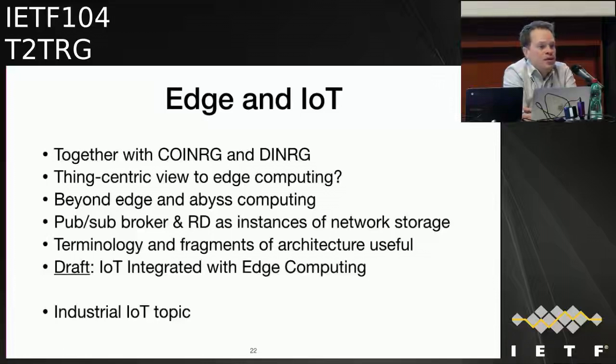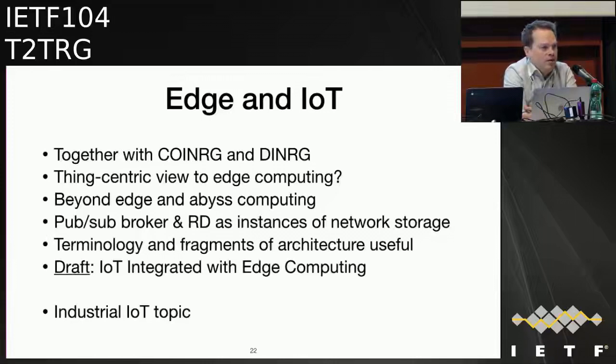But the question here was how we get the thing-centric view to edge computing. We also discussed this; some called it beyond edge, and even abyss computing was one term that was raised during the session. And also, what kinds of instances do we have today of these in-network resources and computing? For example, the PubSub broker was raised as one instance of that. And do we already have in the core infrastructure some examples of storing some of your representations in the network and having network infrastructure helping you?